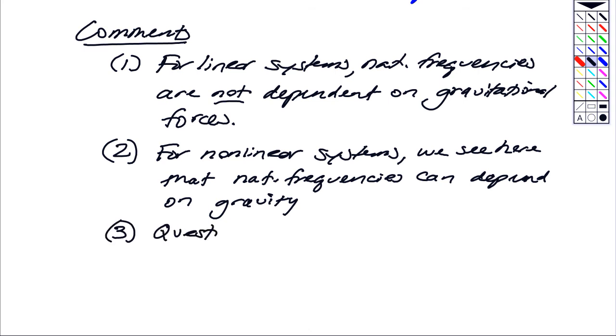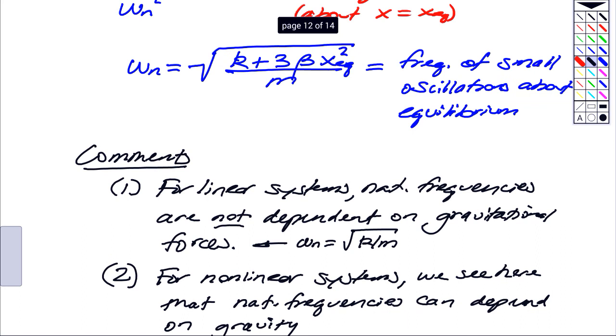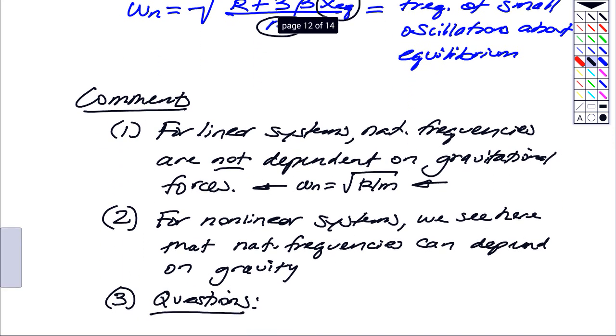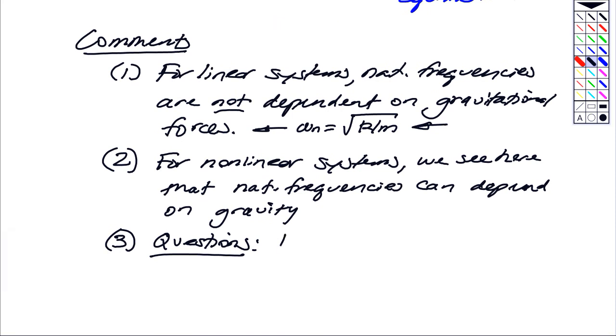And here's the question. We know that for linear systems, omega n is the square root of k over m. For this system here, it's over m for sure, but there's an equilibrium value here. This says that if you increase m for a linear system, the frequencies go down. This equation, it's not clear. So I'll leave this as a question for you.